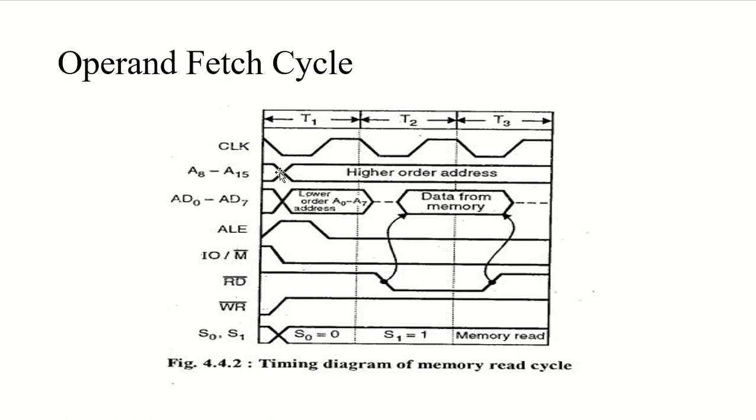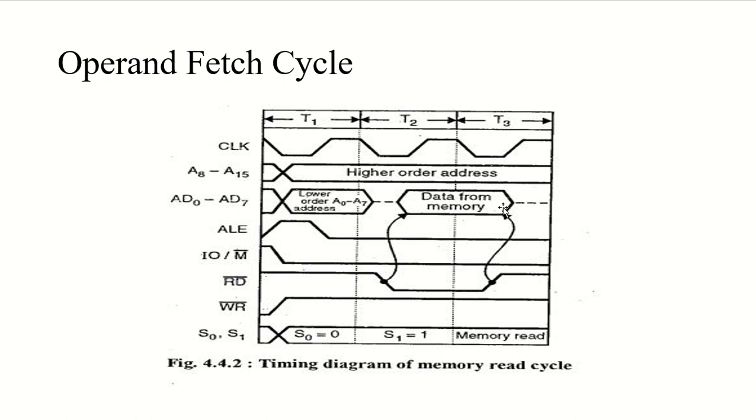In the second step, what will happen? In the T2 state, the lines AD0 to AD7 will be used as D0 to D7 to transfer data, and the control signal read is made low. As you can see here, the control signal is made low, which will enable the selected memory, and the memory will send the data on the data bus.